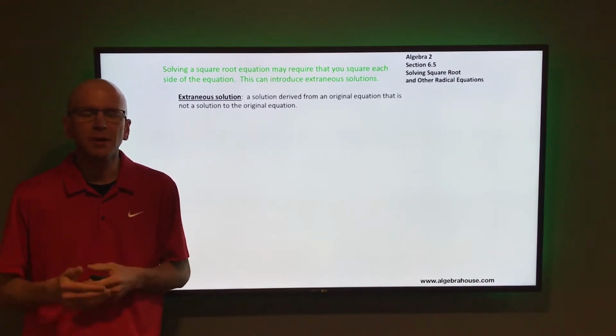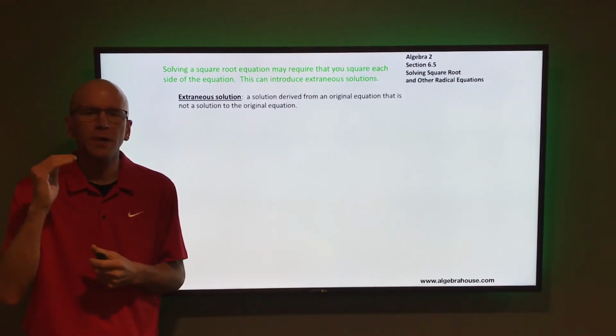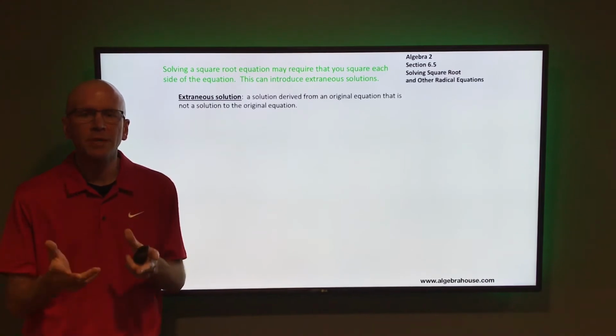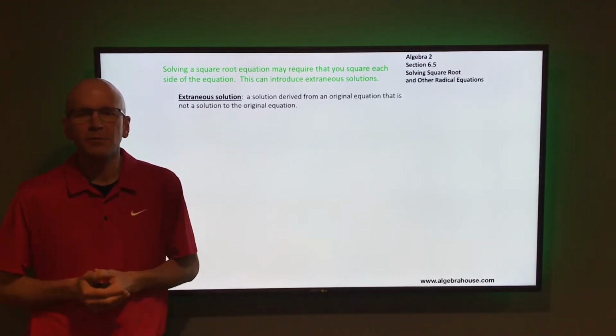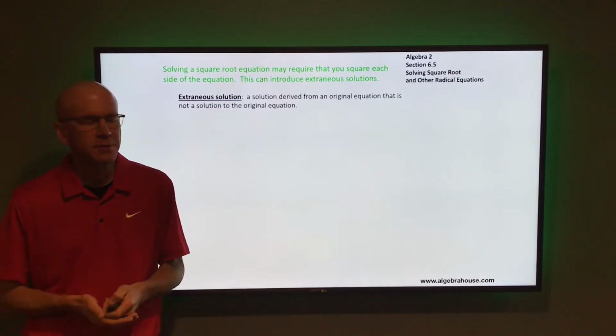So in other words, you solve an equation for x. You go through all the right steps to solve for x, and then you get the solution. But when you put it back in, it doesn't work. It doesn't make a true statement. That's called an extraneous solution.